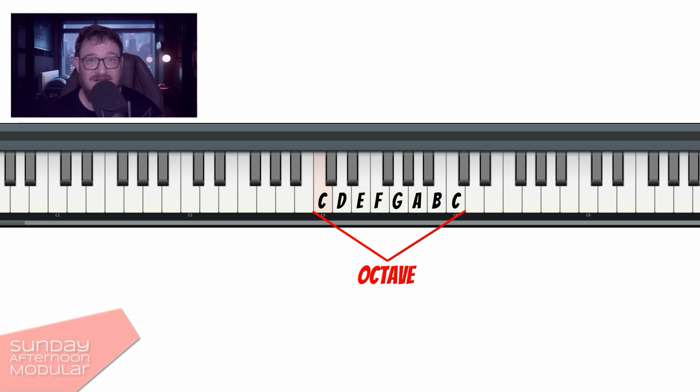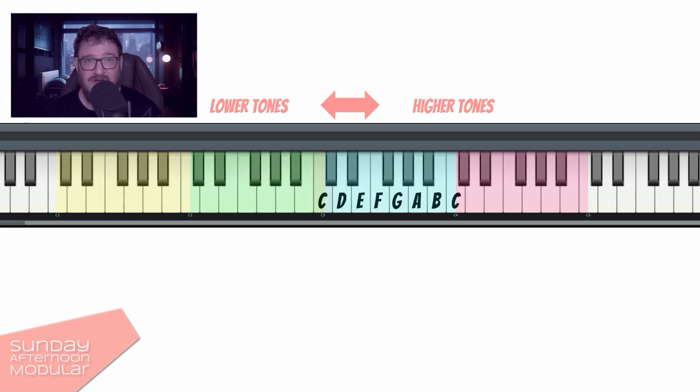Anyway, if somebody tells you that an octave has 12 tones, this isn't necessarily wrong. On a keyboard, it starts with a C and ends with a C. The C at the end is also the start of the new octave. So you see, we have different octaves here, from lower tones to higher tones.